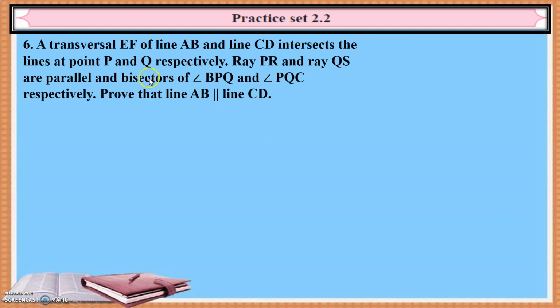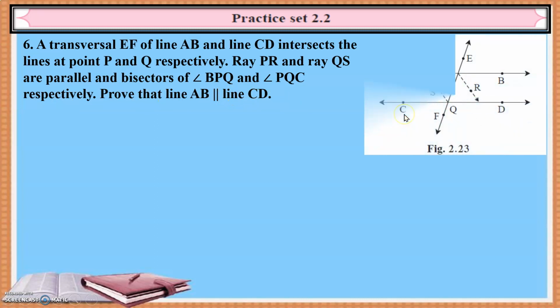Question number 6. A transversal EF of line AB and line CD intersects the lines at P and Q respectively. Ray PR and ray QS are parallel and bisectors of angle BPQ and PQC respectively. Prove that line AB is parallel to line CD. So this is the figure. Let's understand the question. This is transversal EF of lines AB and CD. They intersect each other at P and Q.